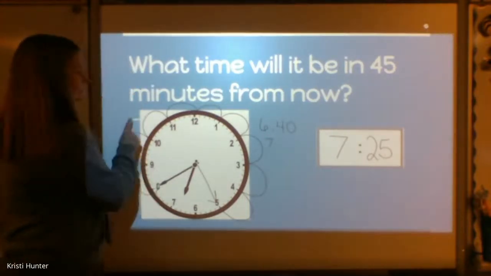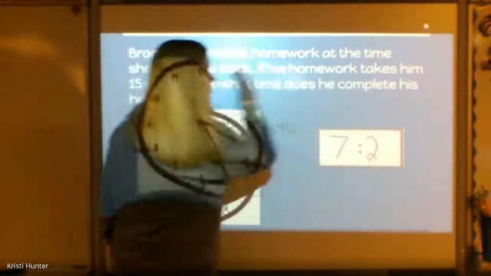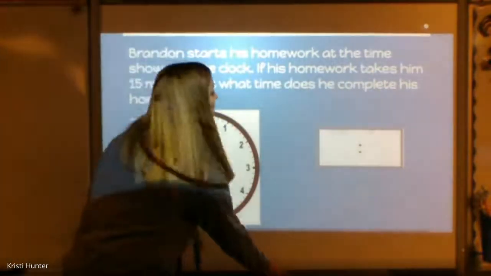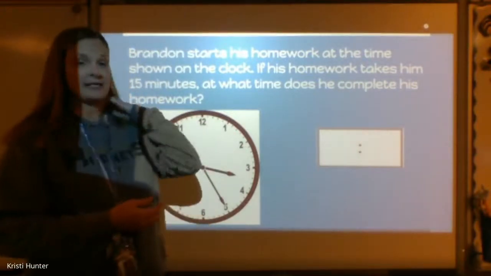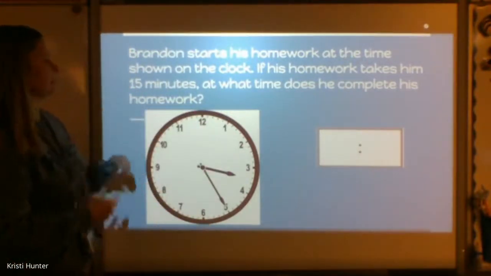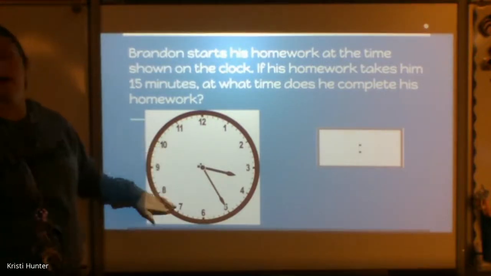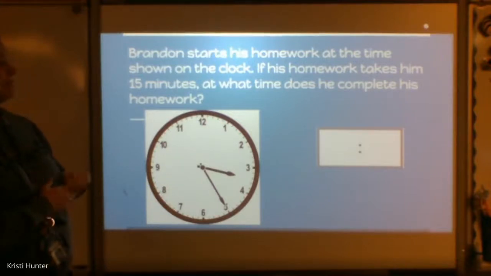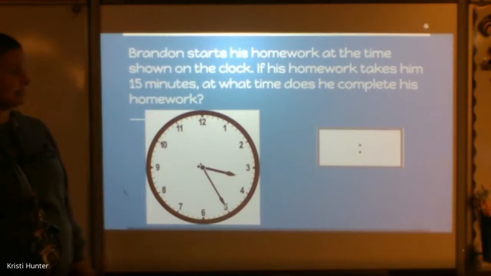All right, now let's see what happens when they give it to us in a story. So we're going to do the same thing, but we're going to have to listen to find out how many minutes to fast forward. So here's what my story says. Brandon starts his homework at the time shown on the clock. If his homework takes him 15 minutes, at what time does he complete his homework?